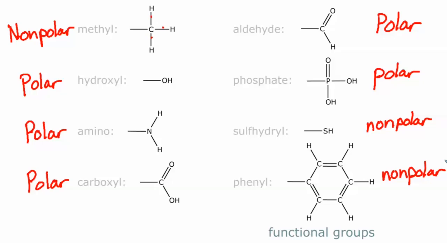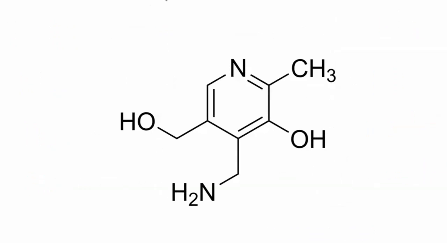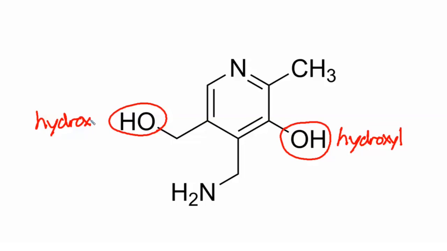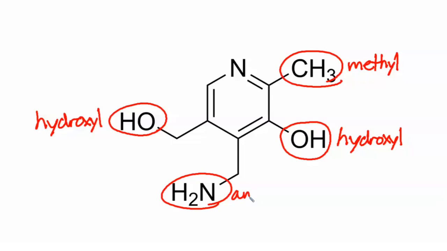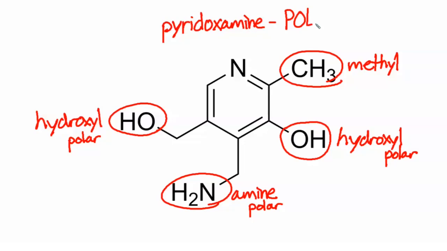So let's zoom out a little bit more, back to the level of the entire molecule. If we return to pyridoxamine, first off, we can easily spot multiple functional groups that we just described. I see hydroxyl groups, a methyl group, an amine group. So is pyridoxamine as a whole polar or nonpolar? The hydroxyls and the amine are polar functional groups, so bingo, this molecule appears to be polar.